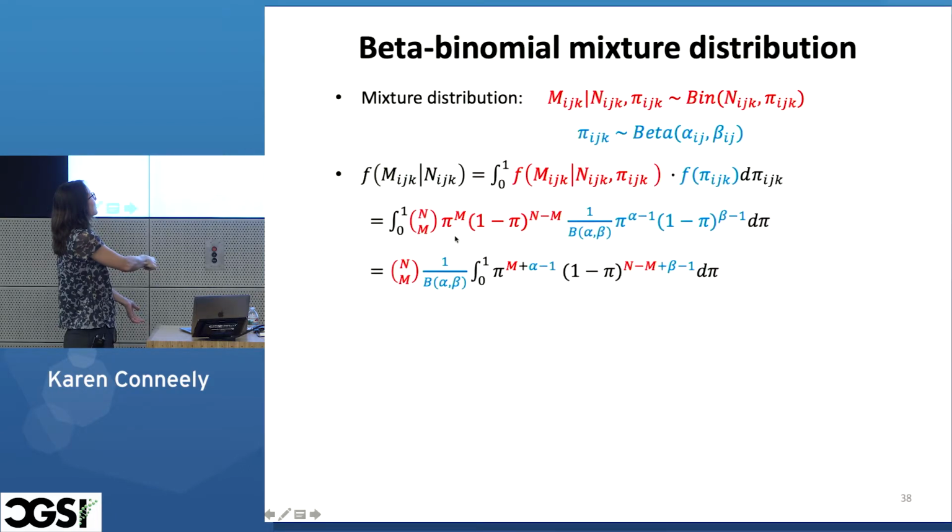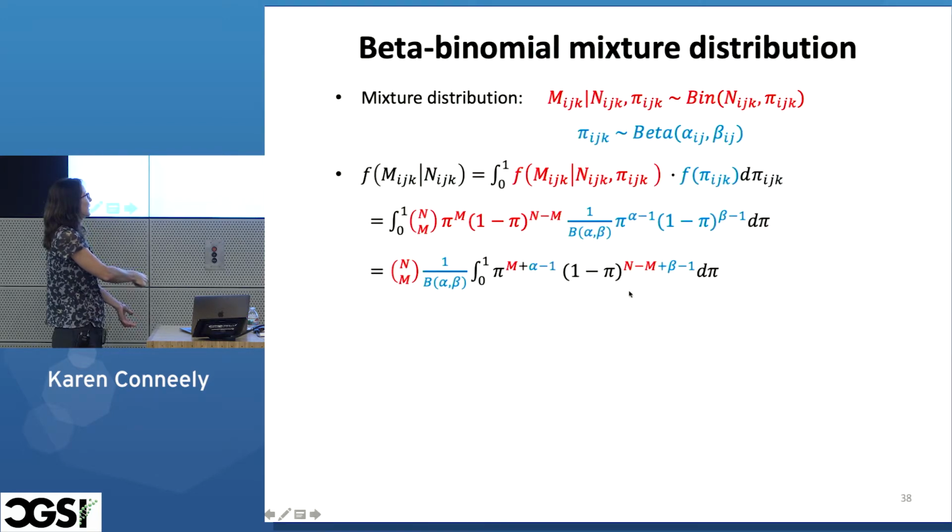We also have these pi terms, pi to the m over here, pi to the alpha minus 1 over here. We can combine them like this. We can combine the 1 minus pi terms. And we've just simplified it. This is what I mean by the beta and the binomial playing well together. They simplify nicely like this. And it actually makes the integration possible.